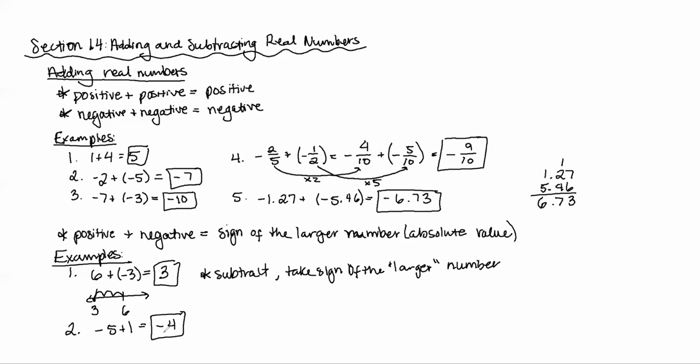All right, so let's try some more of these. Number 3, we have -8 plus 2. Again, it's going to be negative because of this -8. And 8 minus 2 is 6, so -6.